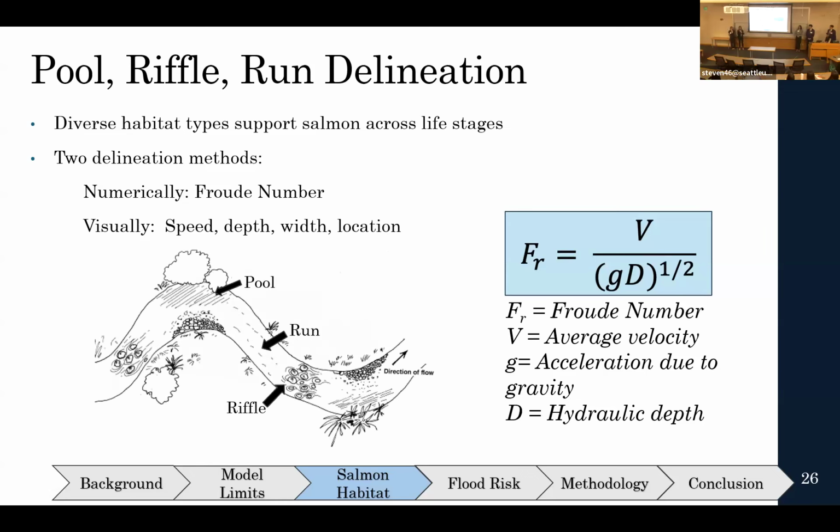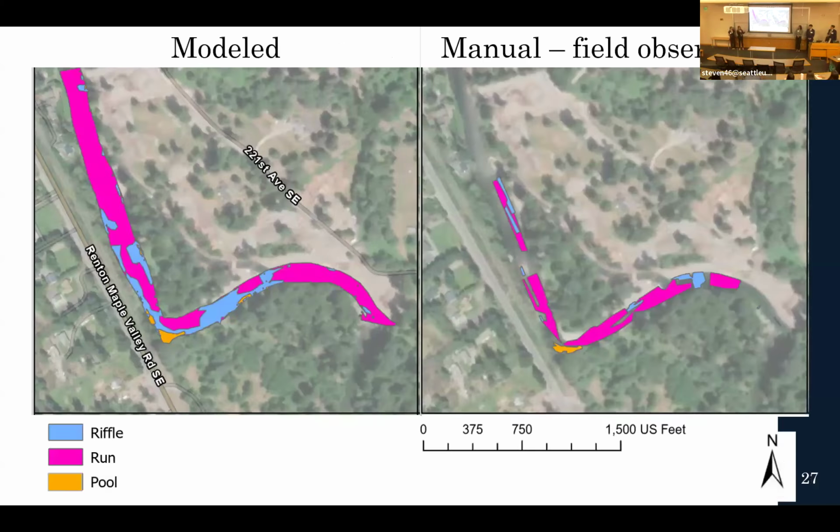The second method was visually, and this was done manually in the field with observations that we see. And this is where we take into consideration the speed, depth, width, and location of these habitat types to produce maps like this. On the left, it's the modeled result with the Froude number, and on the right is the manual delineations. It's important to note the missing data in the manual delineations. This is because manual delineations are very subjective in nature, and we can only record areas where 3 or more group members agreed. This leaves areas of disagreement which have to be left blank.